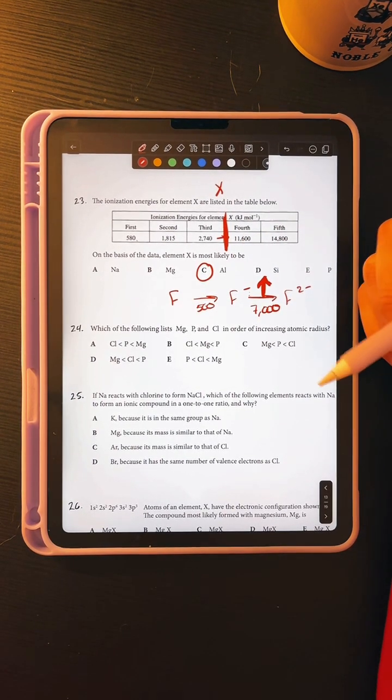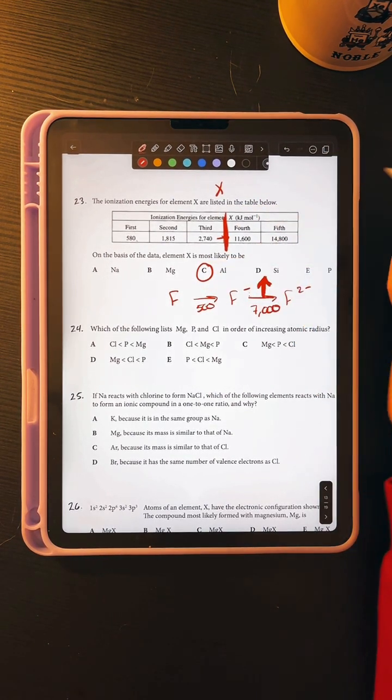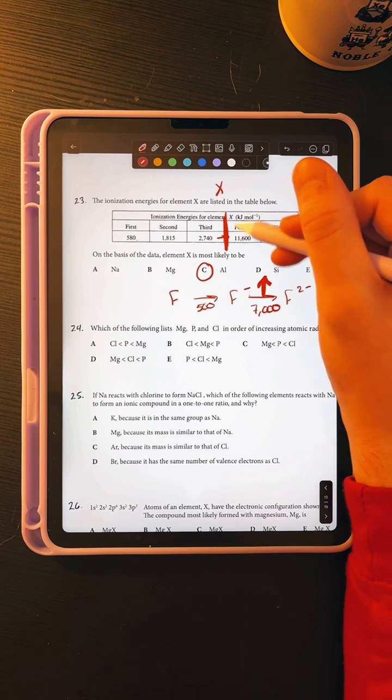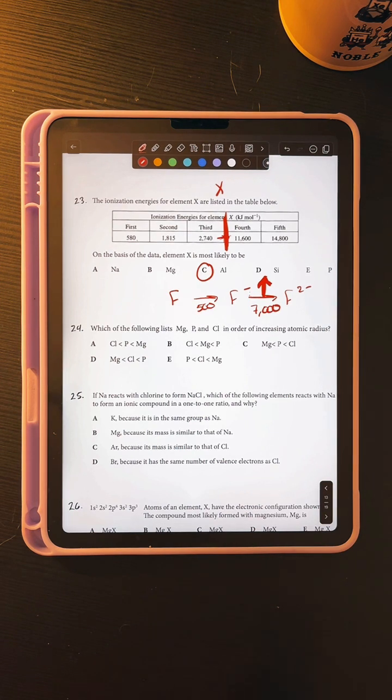as its ion. Exactly. So aluminum would be our answer here. You're always going to want to look for that jump wherever it significantly increases.